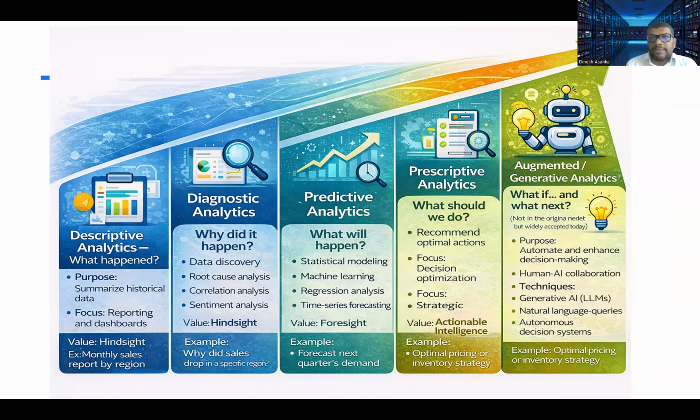Descriptive analytics: what happened? So you want to look at historical analysis of your data and summarize it. Branch wise, what's the sales volume that you have done? What is the sales done on each product category? Monthly sales report by region. Those are the examples for descriptive analysis. Basically, descriptive analysis looks at what happened.